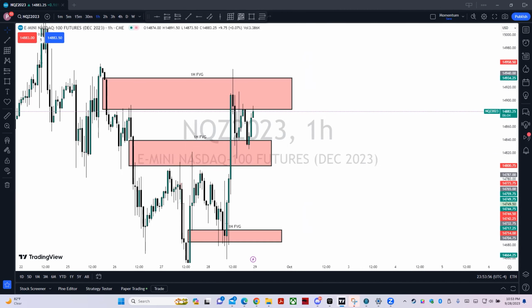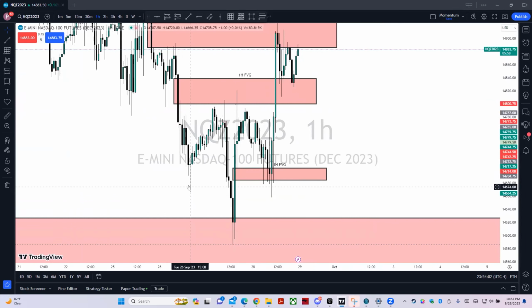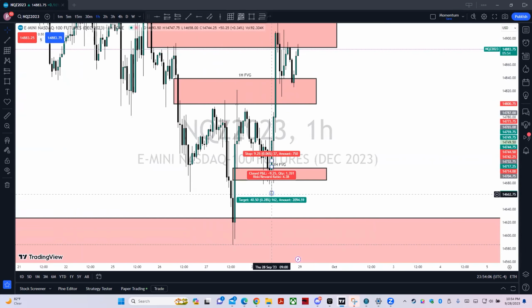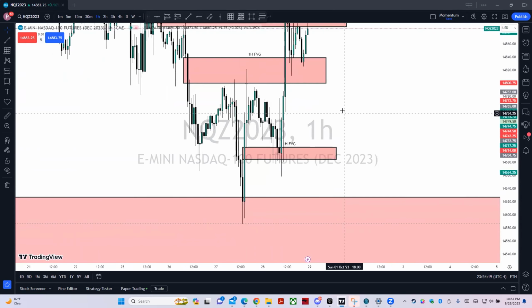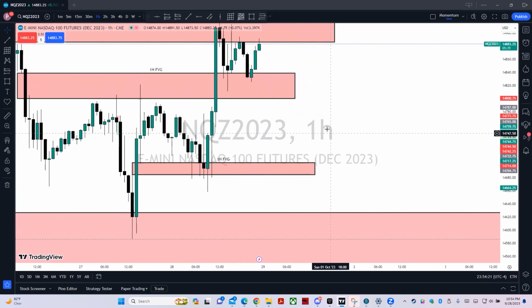It then also came back, took out the sell side liquidity down here, came back, we tested again, failed. Why is this failure significant? Not too sure, to be honest. Okay. Well, that's fine. That's okay.